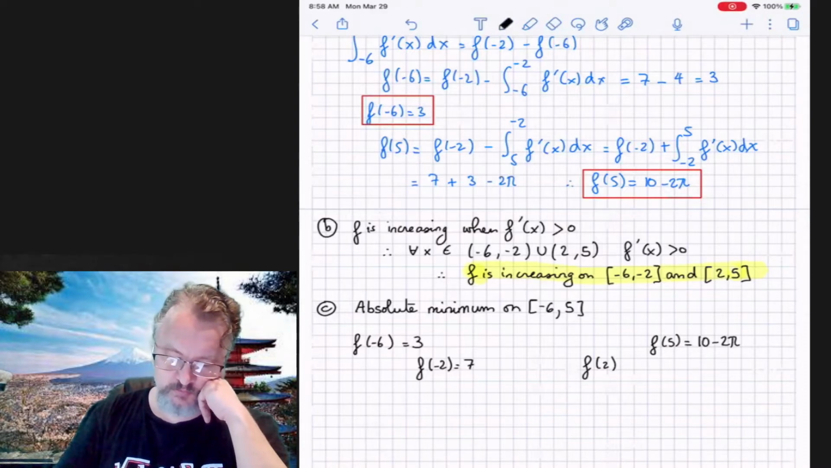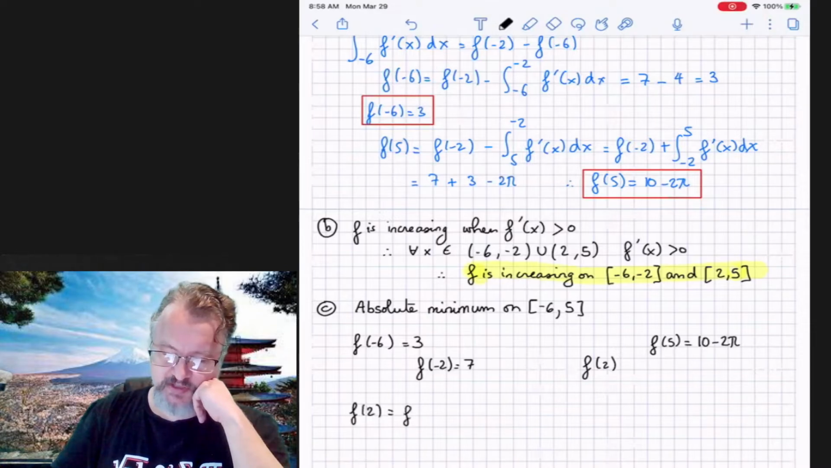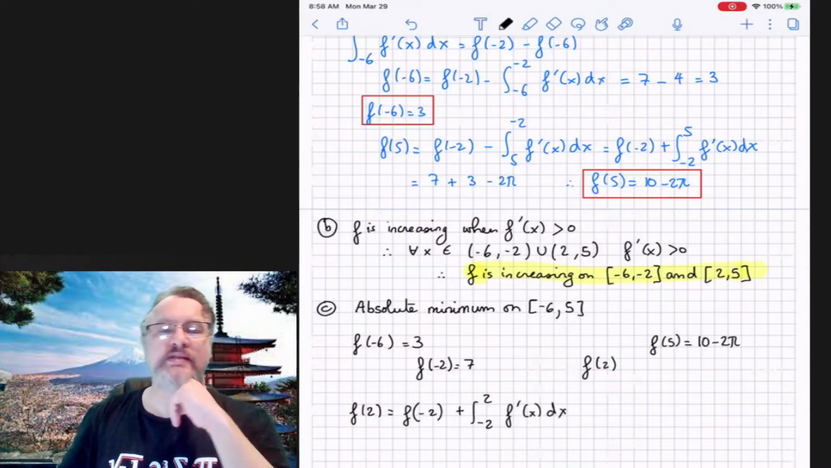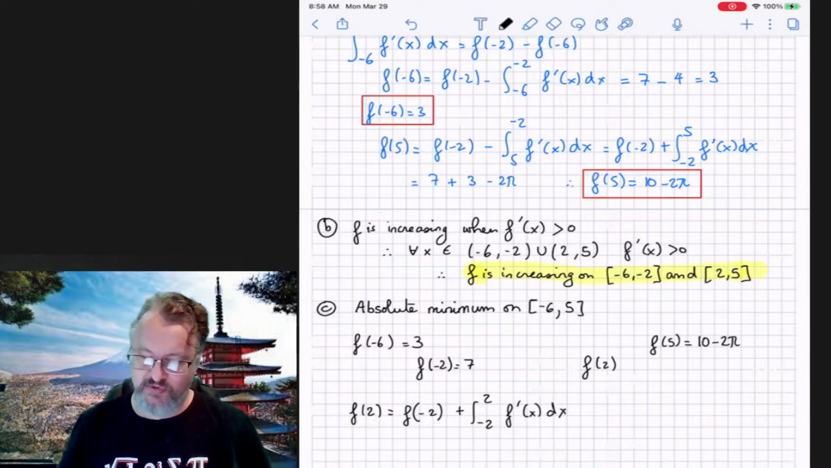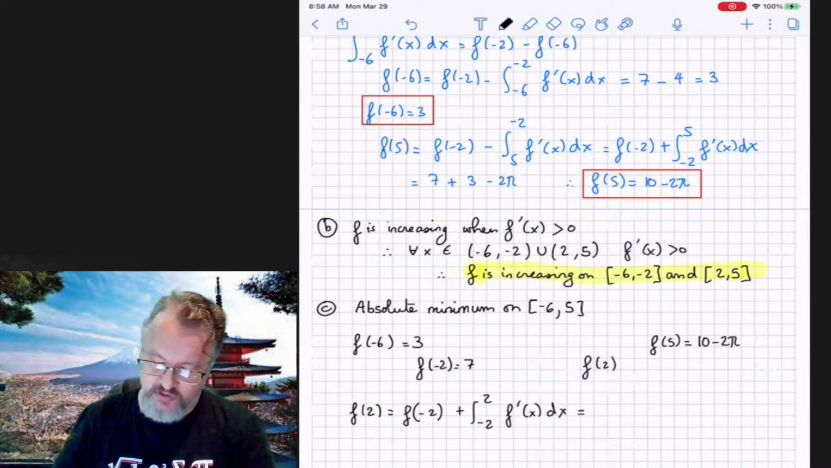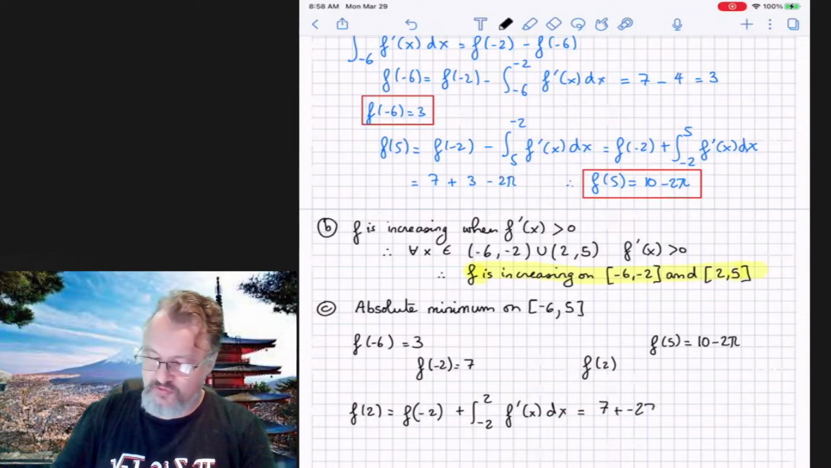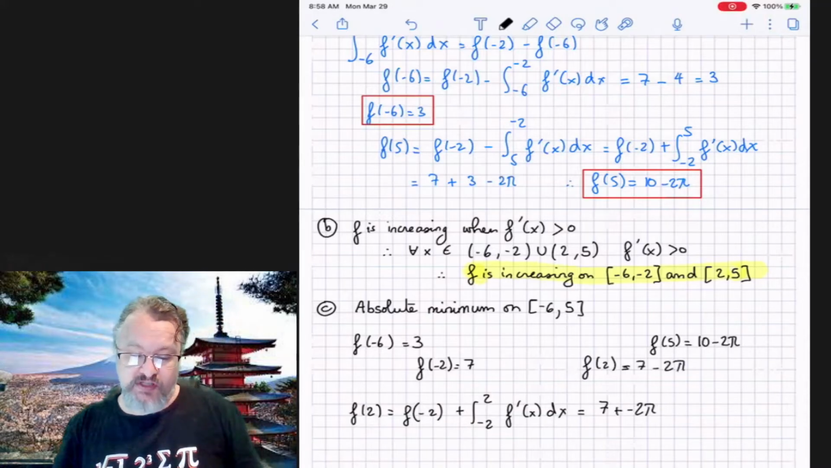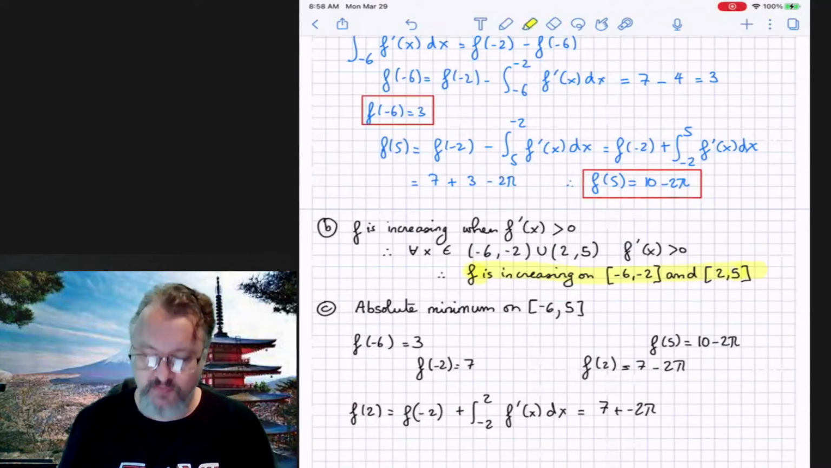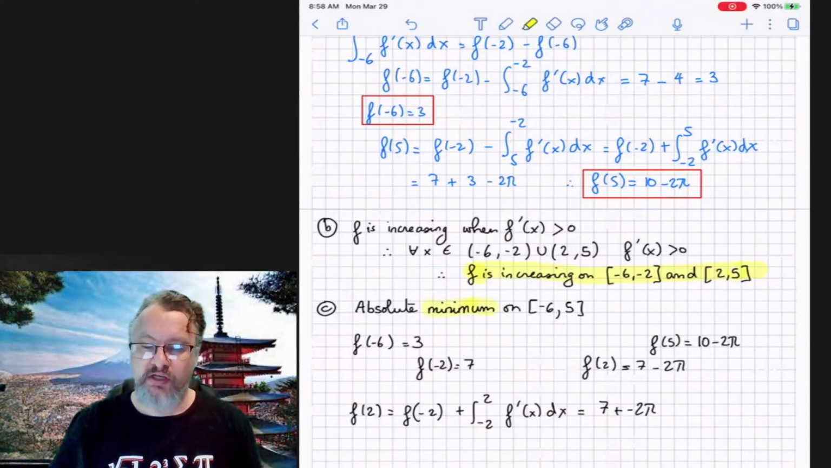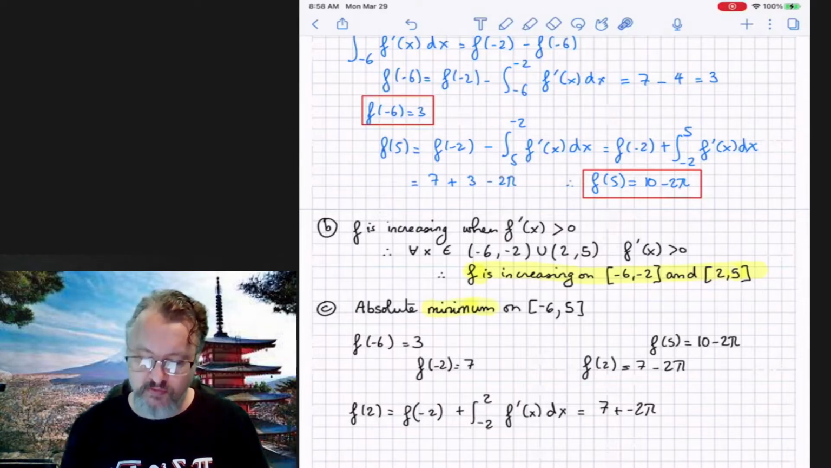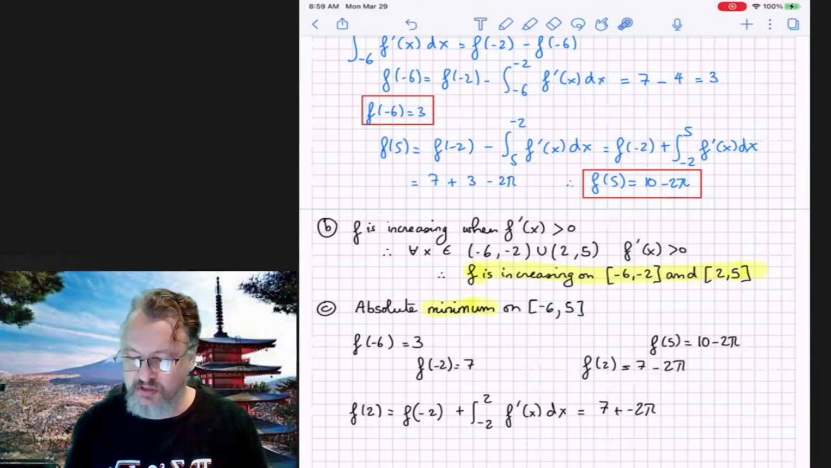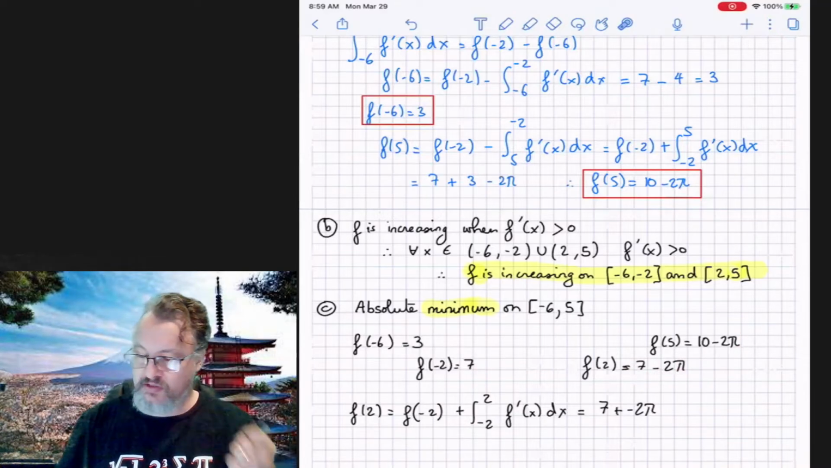And what is f at 2? Well, f at 2 is equal to f at -2 plus the integral from -2 to 2 of f prime of x dx. This area under the curve is the area of the semicircle. So we know that this one is going to be 7 plus -2 pi. So this is going to be 7 minus 2 pi. Now, since we are looking for the absolute minimum, the question really is, among those 4 values, which is the smallest?